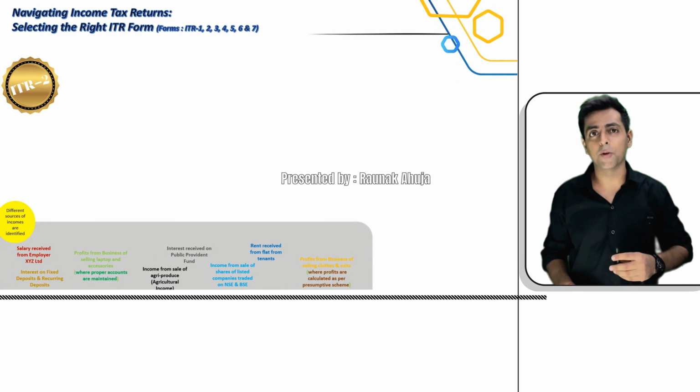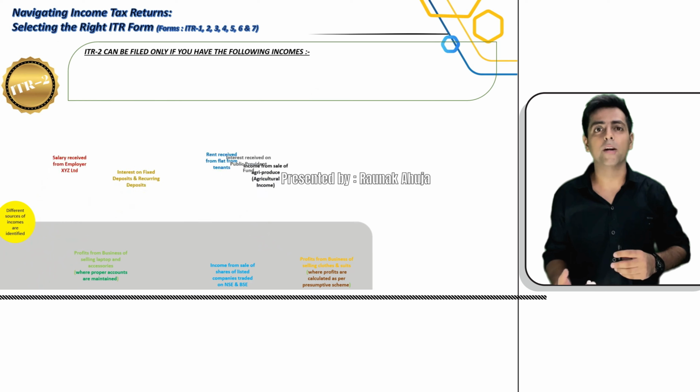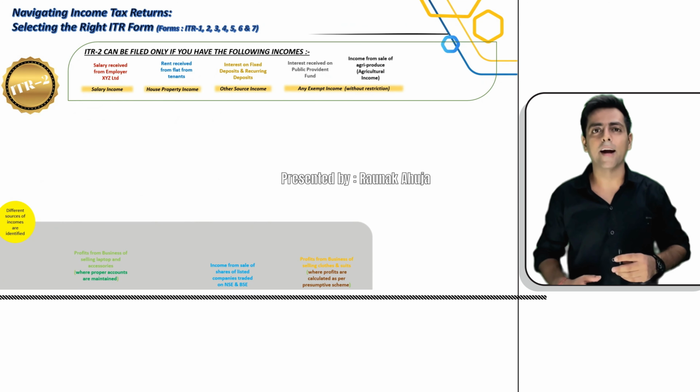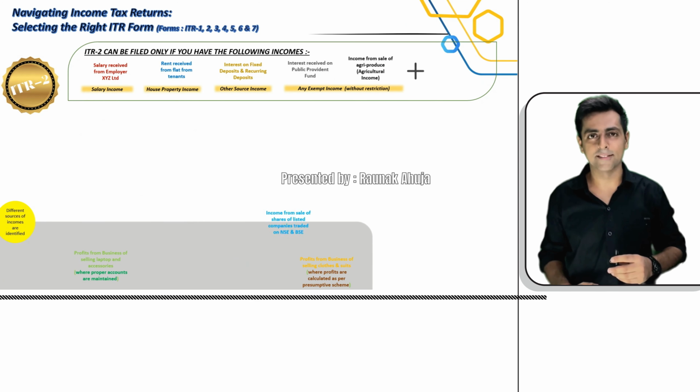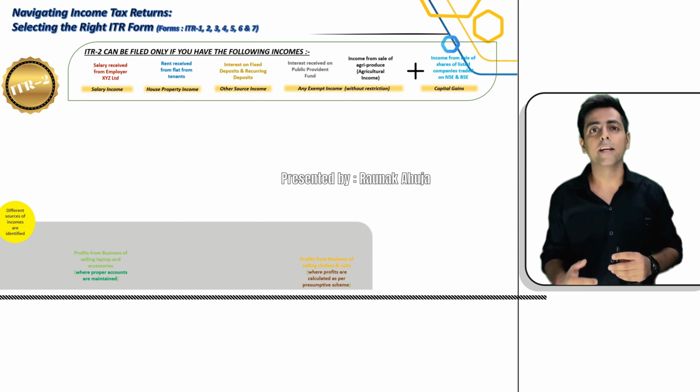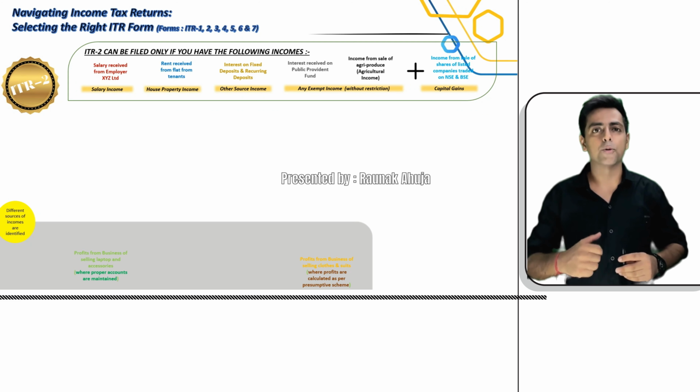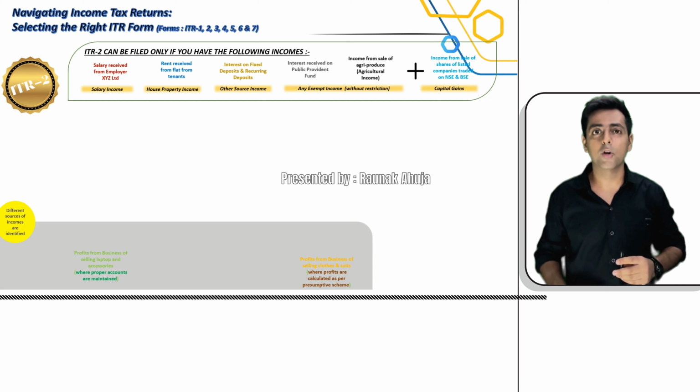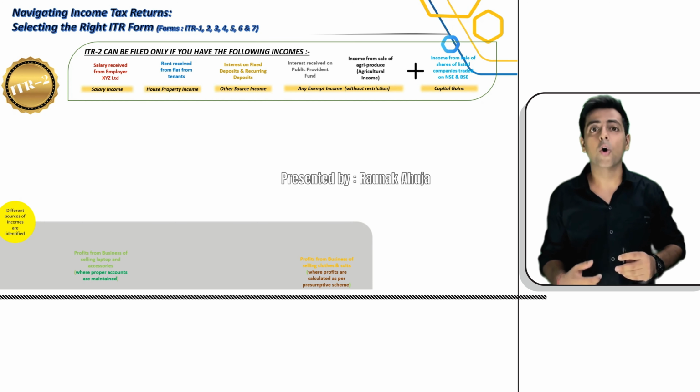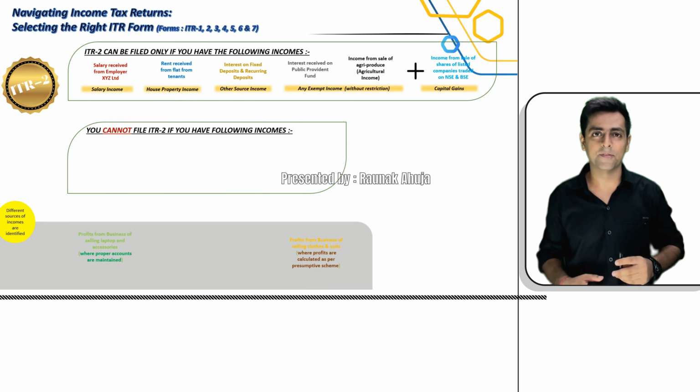Now, in case you were not able to file ITR 1 because you had income from capital gains, then ITR 2 is the solution. In case your income for the financial year 24-25 includes income from capital gains, then ITR 2 can be chosen. Income from capital gains means any income by way of sale of mutual funds or units of equity shares, or by way of sale of immovable property or any capital asset sold during the year.